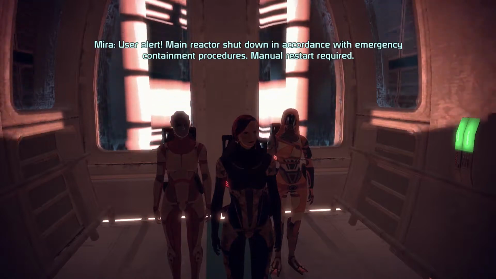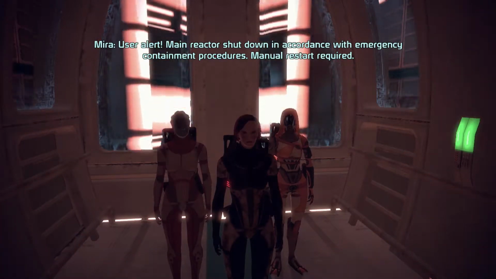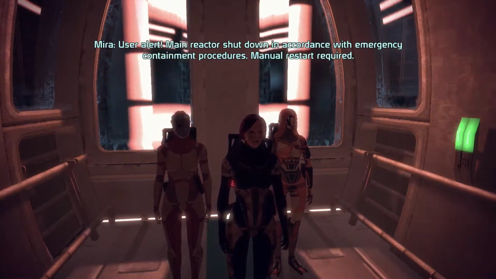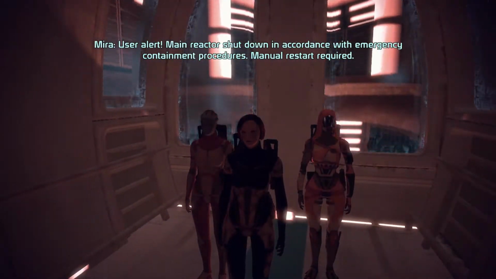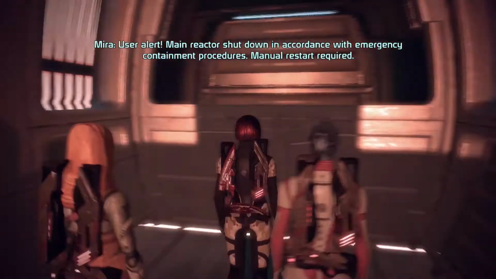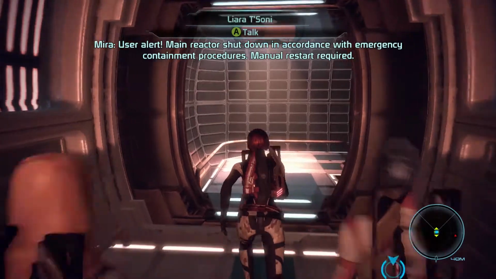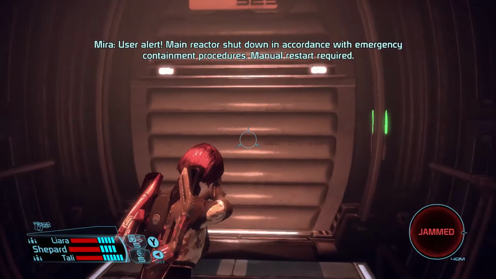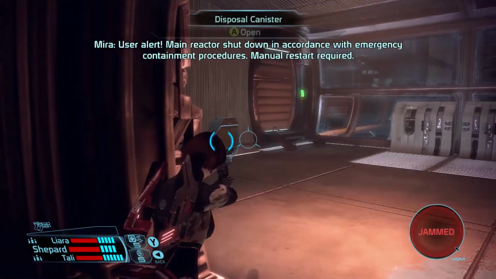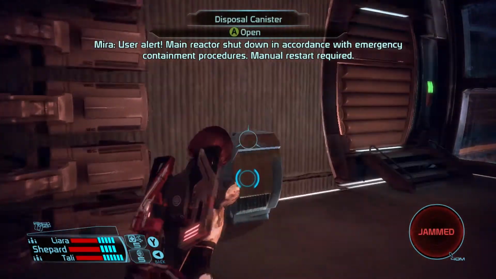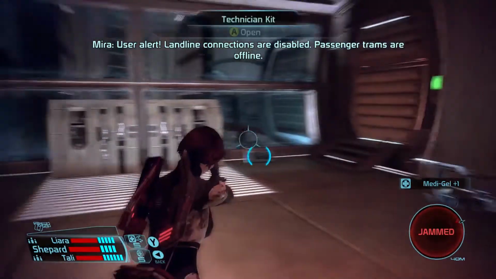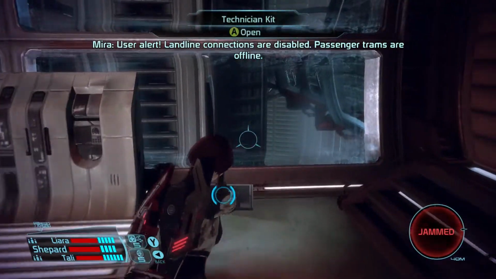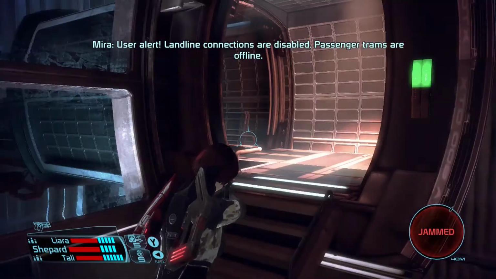Alert. Main reactor shut down in accordance with emergency containment procedures. Manual restart required. User alert. Main reactor shut down in accordance with emergency containment procedures. Manual restart required. User alert. Landline connections are disabled. Passenger trams are offline.